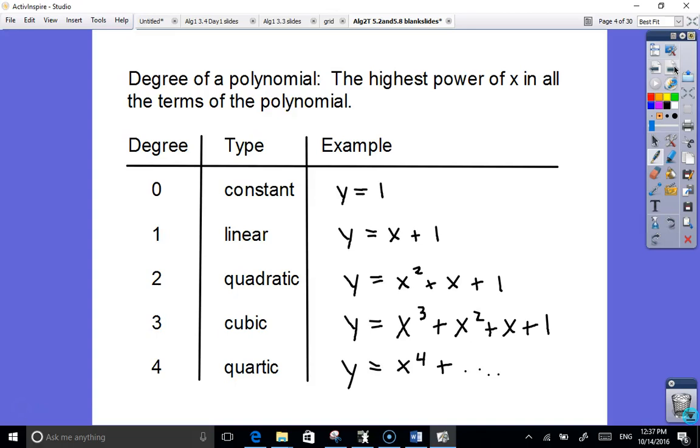But even a constant, even if you just say y equals a constant, like y equals 1, that has a degree of 0, because, as we just did in properties of exponents, what is anything to the 0 power? It's just 1 anyways, right? So even though you don't see it there, you can say that it's x to the 0 power. So a constant has actually got a degree. The degree is 0.